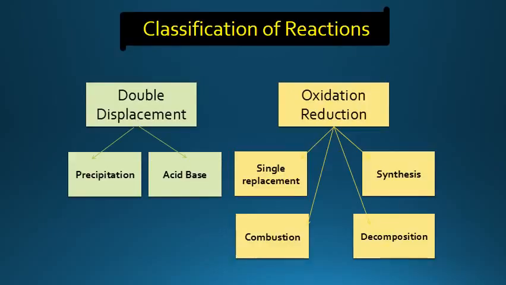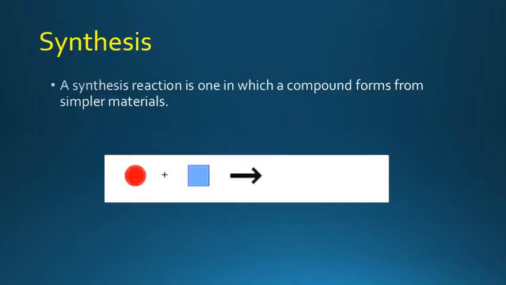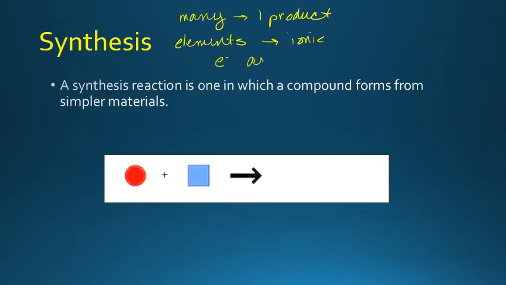All right, the next type of redox reaction we're going to discuss will be synthesis. Synthesis means to put together. A synthesis reaction is where you take many and you make it into one. That's one way to think of it, many into one product. But that doesn't quite tell the complete story, because by many I mean elements. Elements go into some sort of ionic compound. In other words, electrons are transferred.